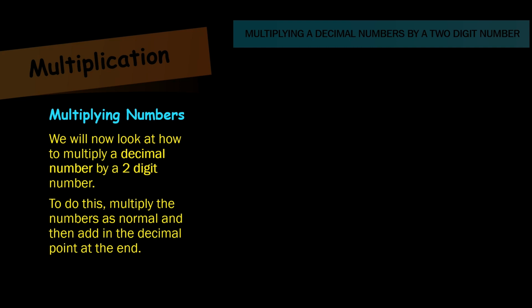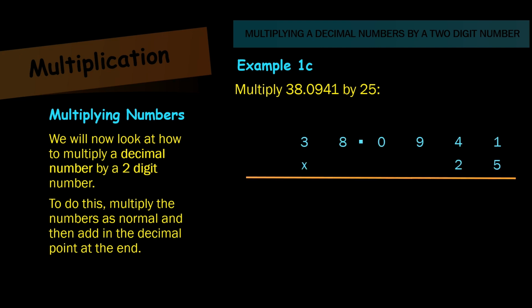We will now take a look at how to multiply a decimal number by a two-digit number. To do this, multiply the numbers as normal and then add in the decimal point at the end. Let's consider how to multiply 38.0941 by 25. Arrange the two numbers as shown. Always put the larger number above the smaller number and ensure that you begin multiplying from the right.